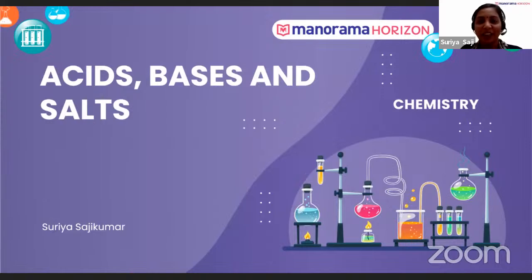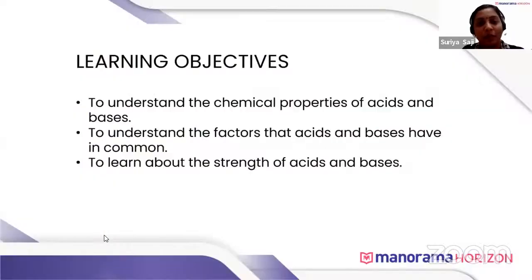Okay. So let's start. Today we will be discussing the second chapter, acids, bases and salts. In this chapter, we will see the different properties of acids and bases and the different factors that acids and bases have in common, and the chemical properties of acids and bases. Then we will see how salts are formed and we'll be dealing with the strength of acids and bases.